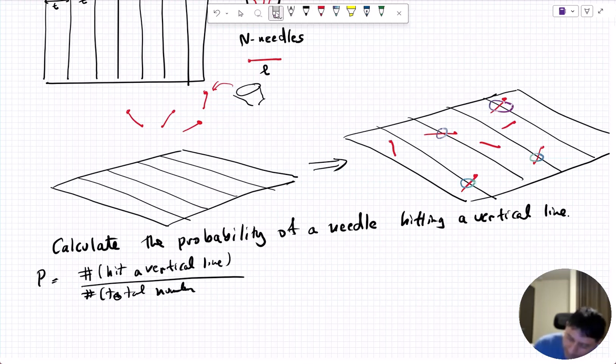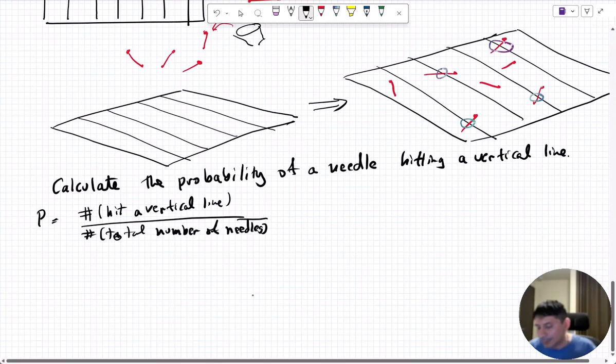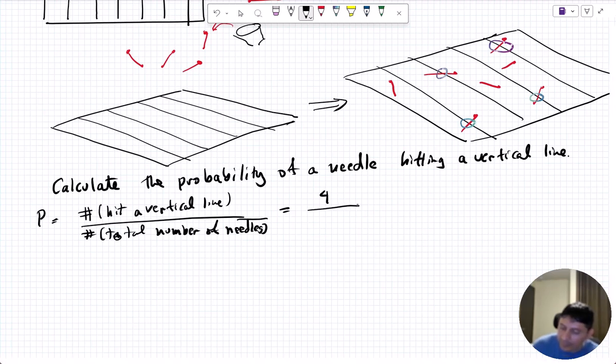And I need to do this again so that it works better. Great. So in this example that we just did, it's a random thought experiment. The numerator is going to be equal to 4 because there are 4 needles that hit the vertical lines. And the total number of needles is 4 plus 3, right? So it's 7. So this probability is 4/7.